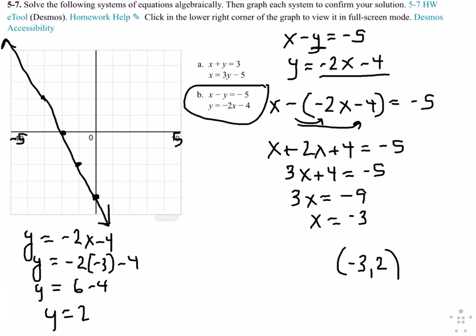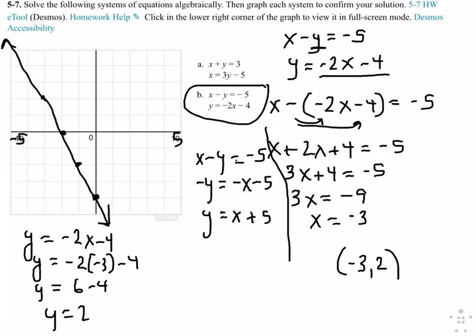And then let's put the top one in slope-intercept form. So x minus y equals negative 5. So negative y equals negative x minus 5. Let's draw this line here. And then multiply by negative 1, y equals x plus 5. So the y-intercept is 5, 1, 2, 3, 4, 5. And the slope is 1, so it goes like this. And right here is the solution, which is at negative 3, 2, which coincides with us solving it as a system of equations algebraically.